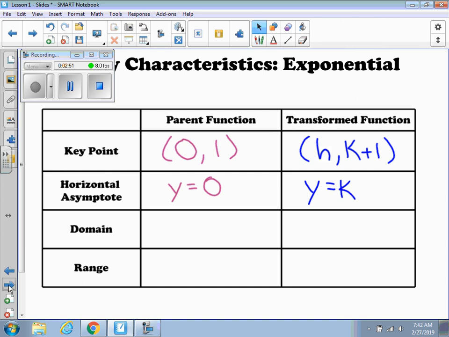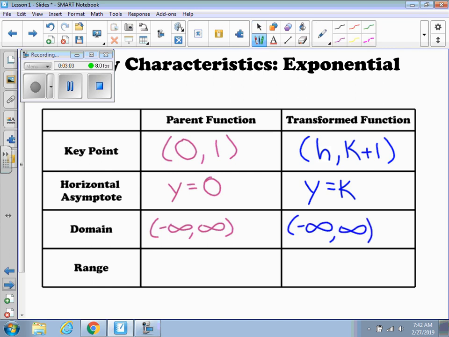So the domain for the parent function is unrestricted. It's going to go from negative infinity to infinity, and it's going to be the same with the transformed function, negative infinity to infinity. The range gets affected because of the horizontal asymptote. So your range for your parent is from 0 to infinity. For your transformed function, it's going to go from k to infinity.